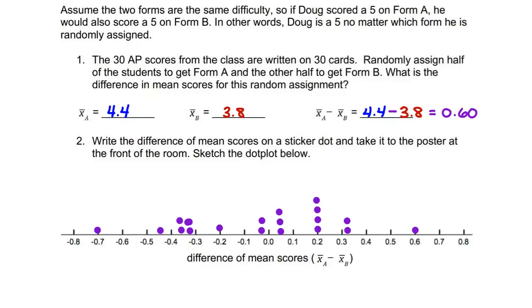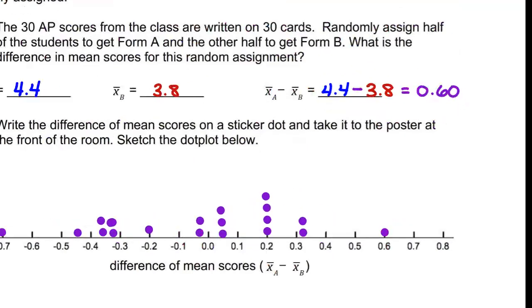All right, so go ahead and copy that into your notes. 1, 2, 3, 4, 5, 6, 7, 8, 9, 10, 11, 12, 13, 14, 15, 16, 17, 18, 19. So N is 19. I'm going to write this down. There are 19 dots.